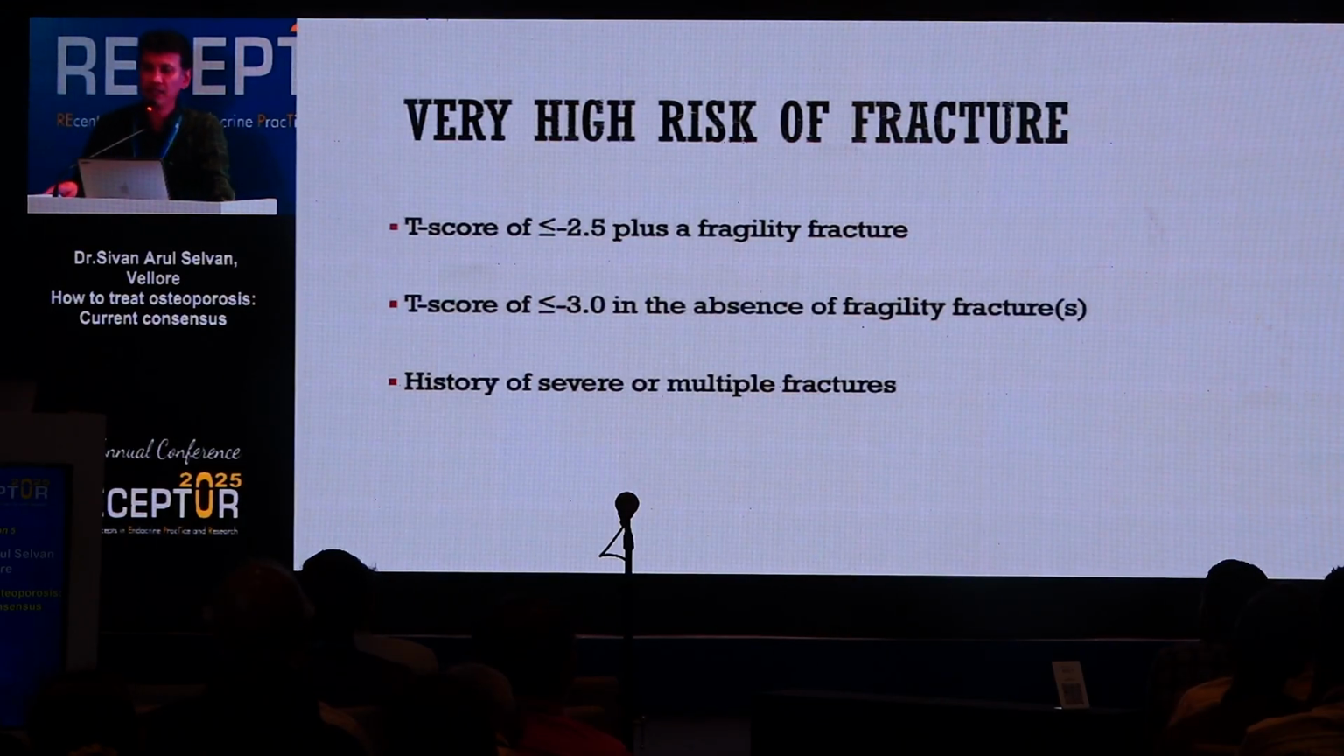So what is the definition of very high risk of fracture? Because the treatment of choice may be different. Very high risk of fracture means the T-score is less than -2.5 with a history of fracture, or the T-score is less than -3, or the patient has multiple fractures. In these patients, mostly we choose anabolic therapy as the first line of treatment.